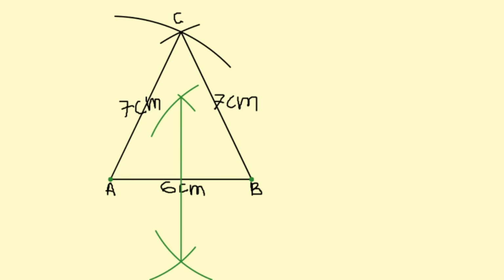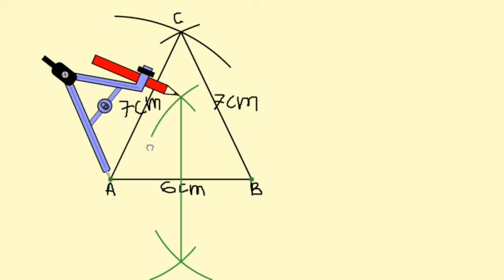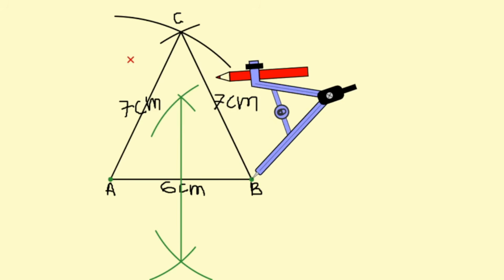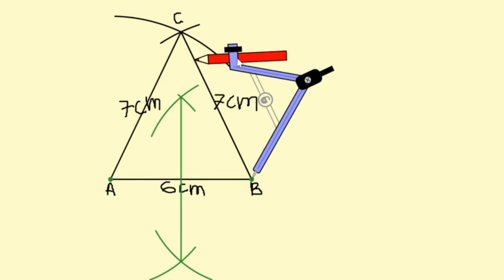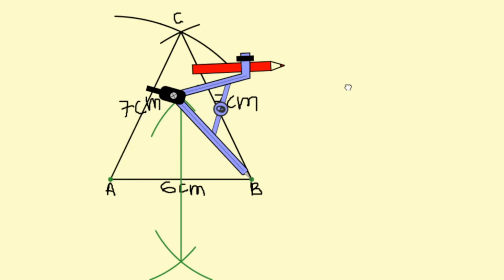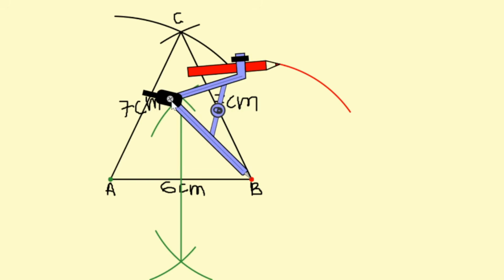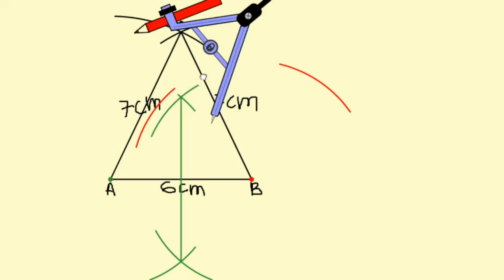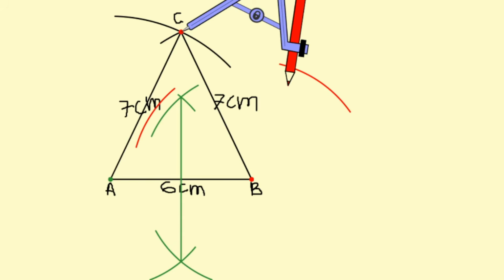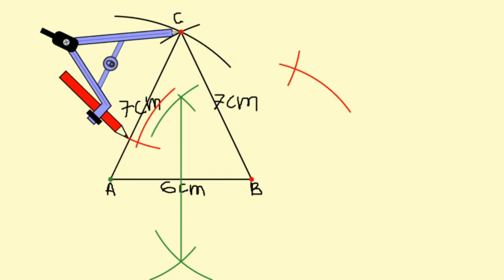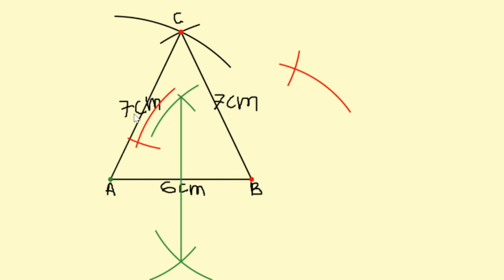Now let's draw another perpendicular bisector for BC. For that we need to take more than half. Let us see. It's already more than half, so we will take this. Let's join these 2 points.